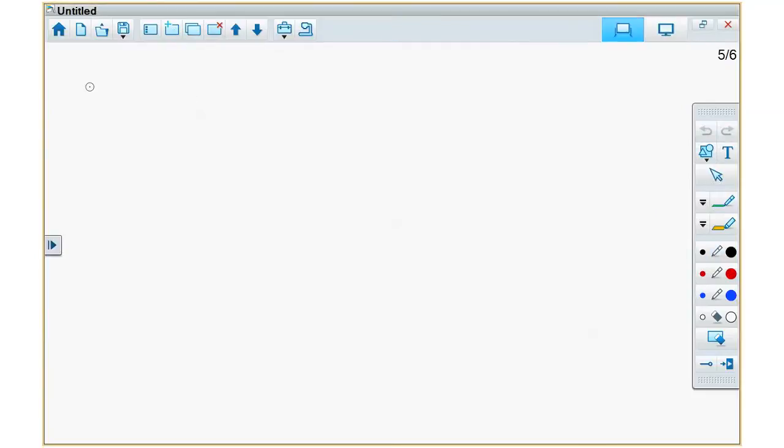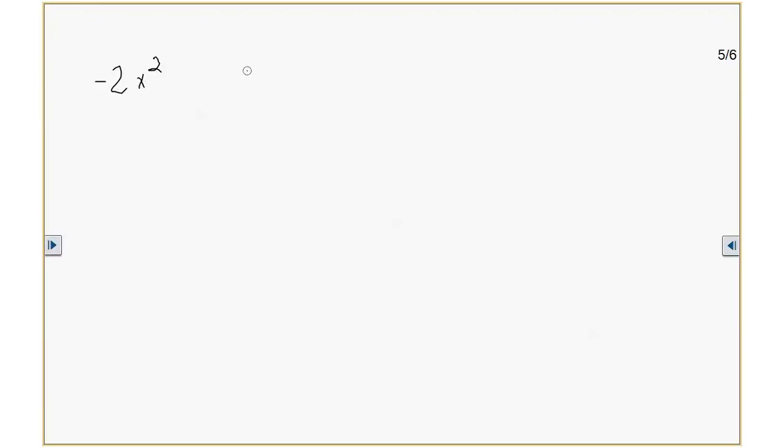Let's go with -2x². I'll be nice to you. Make this an even number, so y'all don't have conniptions. Minus 5 equals 0.